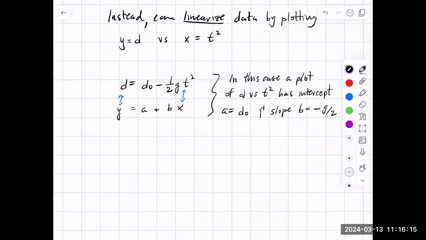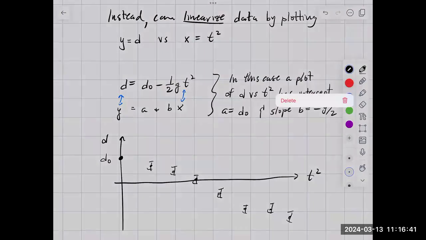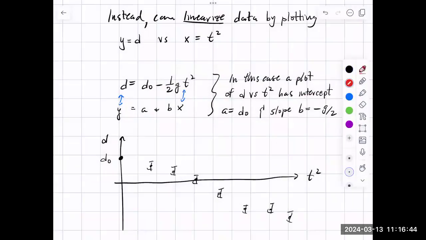Okay, and so if I was to plot that data as a function of t squared instead of t, then it will be a straight line. This will be the intercept, the initial position, and then we'll get our data points. That'll look something like this. Still, we can have our position go from positive to negative, go through d equals 0. And so maybe our straight line looks something like that. Okay, good. All right. So let's do an example from the lab.